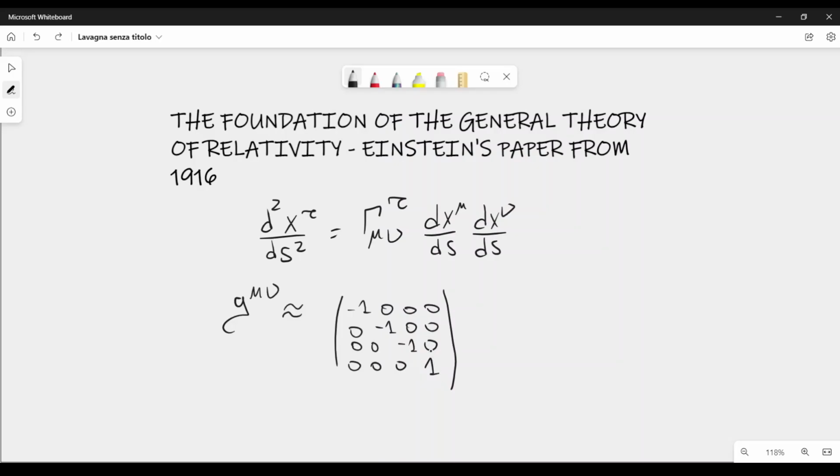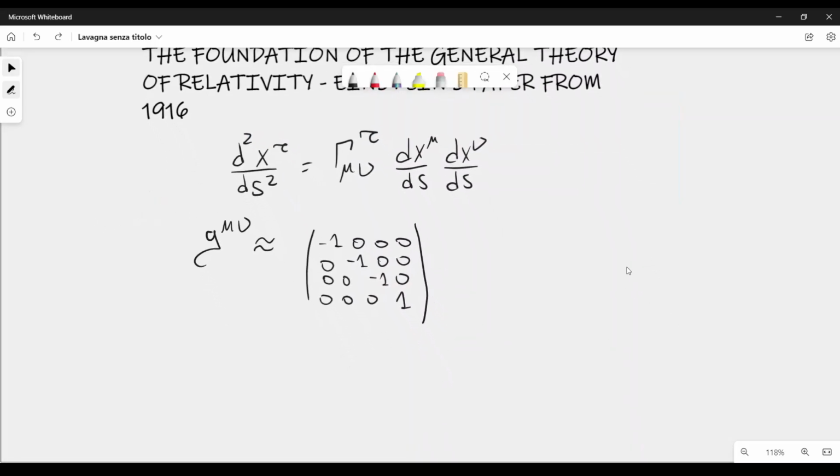We will consider a small deviation from the special relativity case, and also since velocities in this case are much smaller than the speed of light, we have, and let me write it here, that d squared x tau with respect to s squared is approximately equal to gamma tau 4 dx4 ds dx4 ds. Why is this?